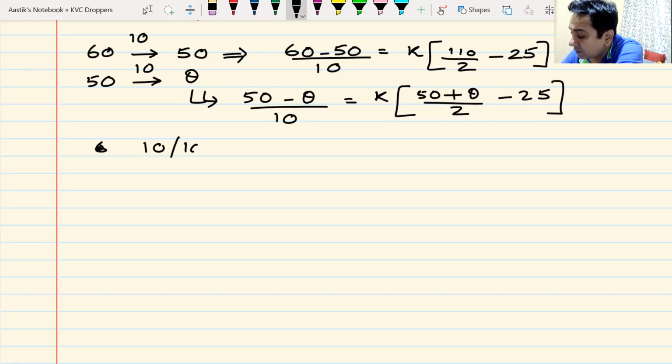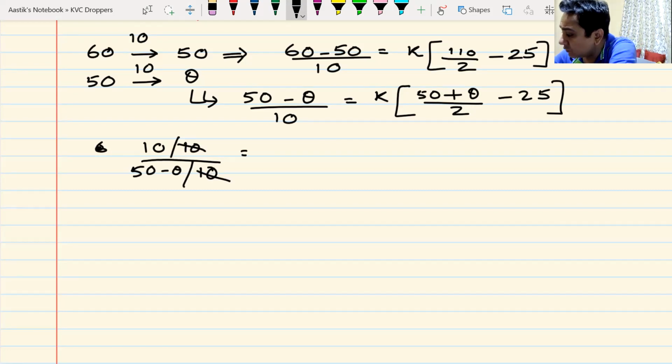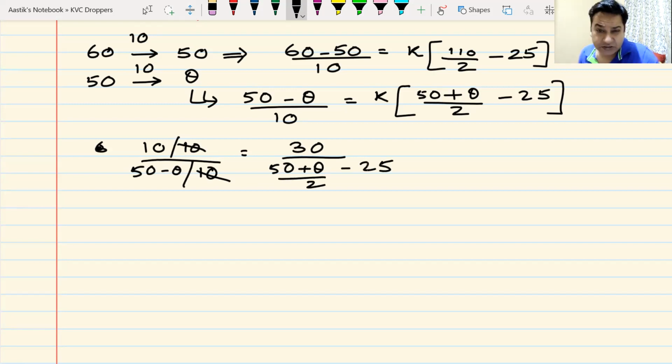10 divided by 10 divided by 50 minus theta divided by 10. I can cancel this 10. This will be equal to 55 minus 25, which I think is 30. So 30 divided by 50 plus theta by 2 minus 25. You just need to calculate this. How do you calculate this? This goes here, this goes here.